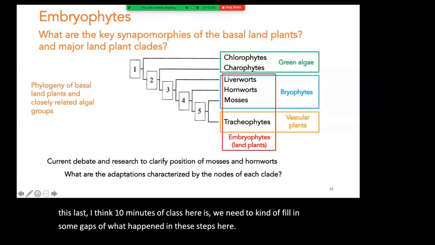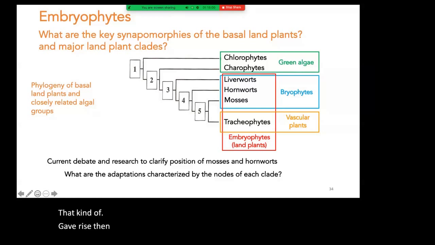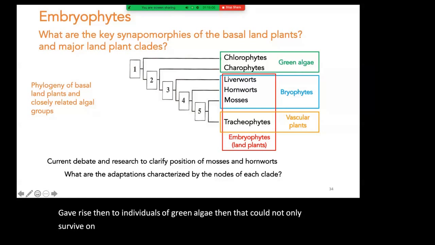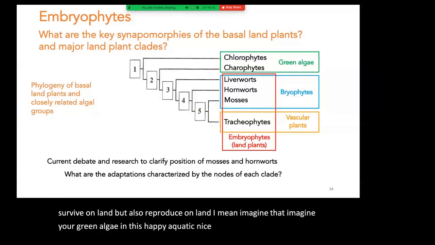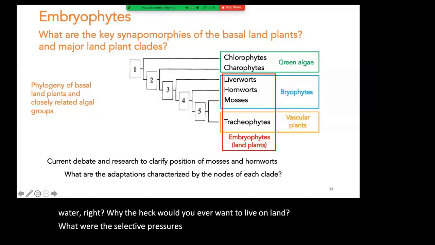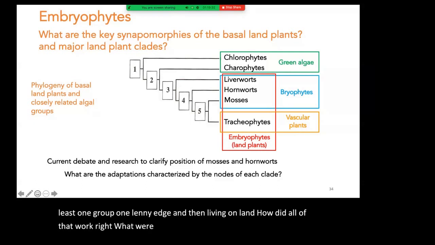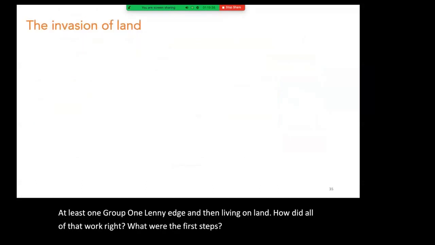What were the selective pressures that gave rise to individuals of green algae that could not only survive on land, but also reproduce on land? I mean, imagine that. Imagine you're green algae in this happy aquatic, nice, tropical, warm water, right? Why the heck would you ever want to live on land? What were the selective pressures for being pushed out of the water, at least one group, one lineage, and then living on land? How did all of that work? What were the first steps? And so we call this the invasion of the land, right?